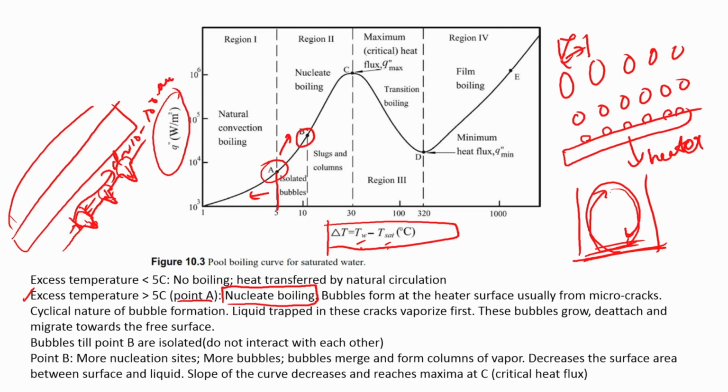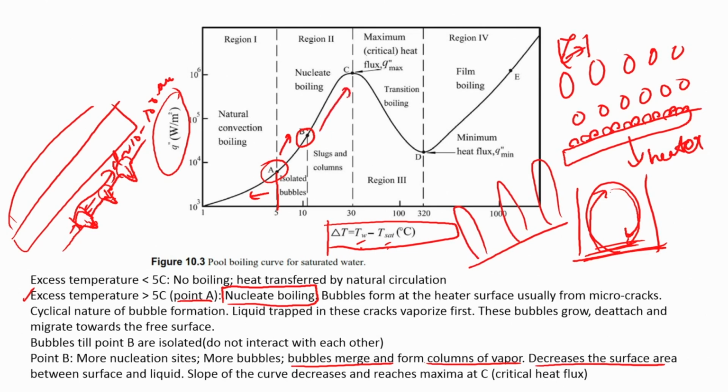But beyond point B, you get more and more nucleations of bubbles. So the spaces start to become full of bubbles. These bubbles merge with each other and form columns of vapor. So you will not be able to see single bubbles anymore, you will see slugs of vapor going up. This decreases the surface area available for heat flux. So the slope of the curve starts to decrease, and you reach a critical point C, where the heat flux reaches a maximum. So C is called the critical heat flux.